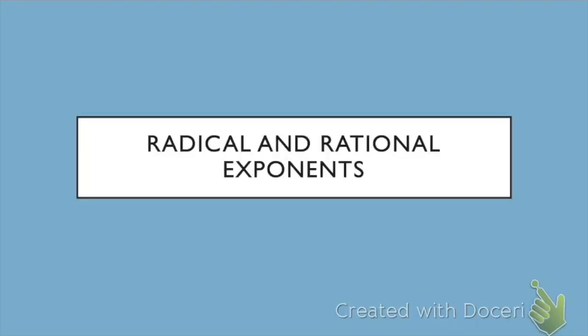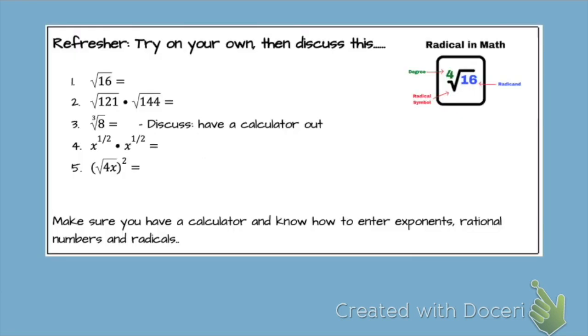Algebra 1, Unit 9, Radical and Rational Exponents. We're going to start with a refresher. First of all, square root of 16, you can either type that in your calculator, or if you know 4 times 4 is 16, that tells you that the answer here is 4.